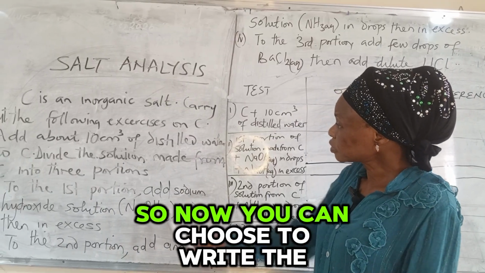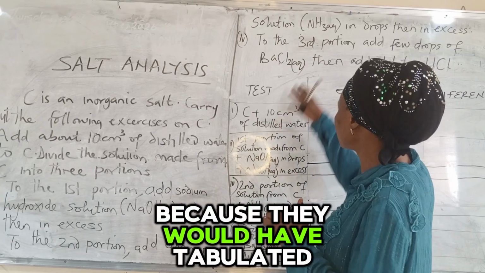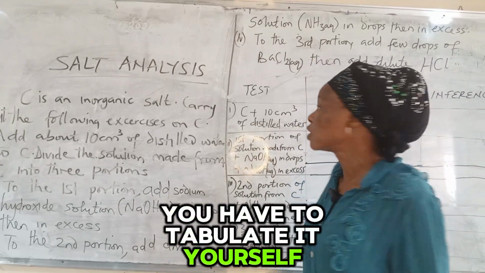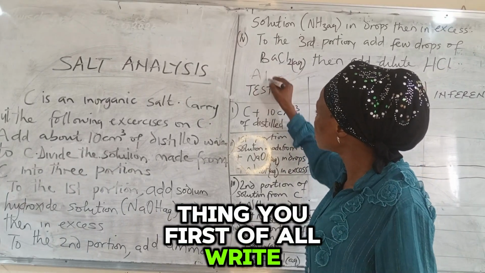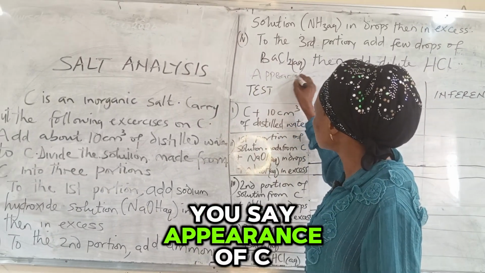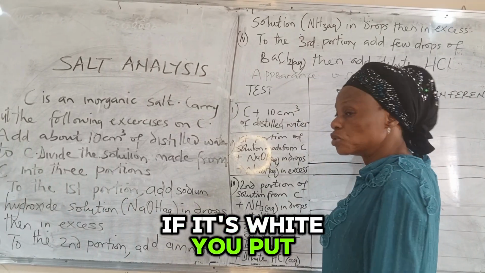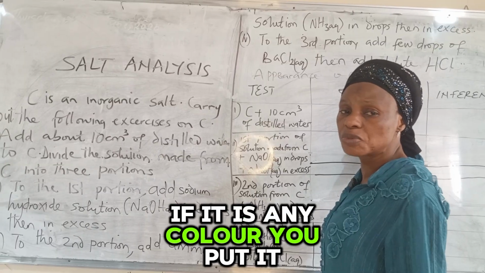So now you can choose to write the appearance first, because they would have tabulated things like this, and if it's not tabulated, you have to tabulate it yourself. The appearance of C is the first thing you write. You say appearance of C. If it's white, you put white. If it's blue, you put blue. If it's green, you put green. If it is any color, you put it.